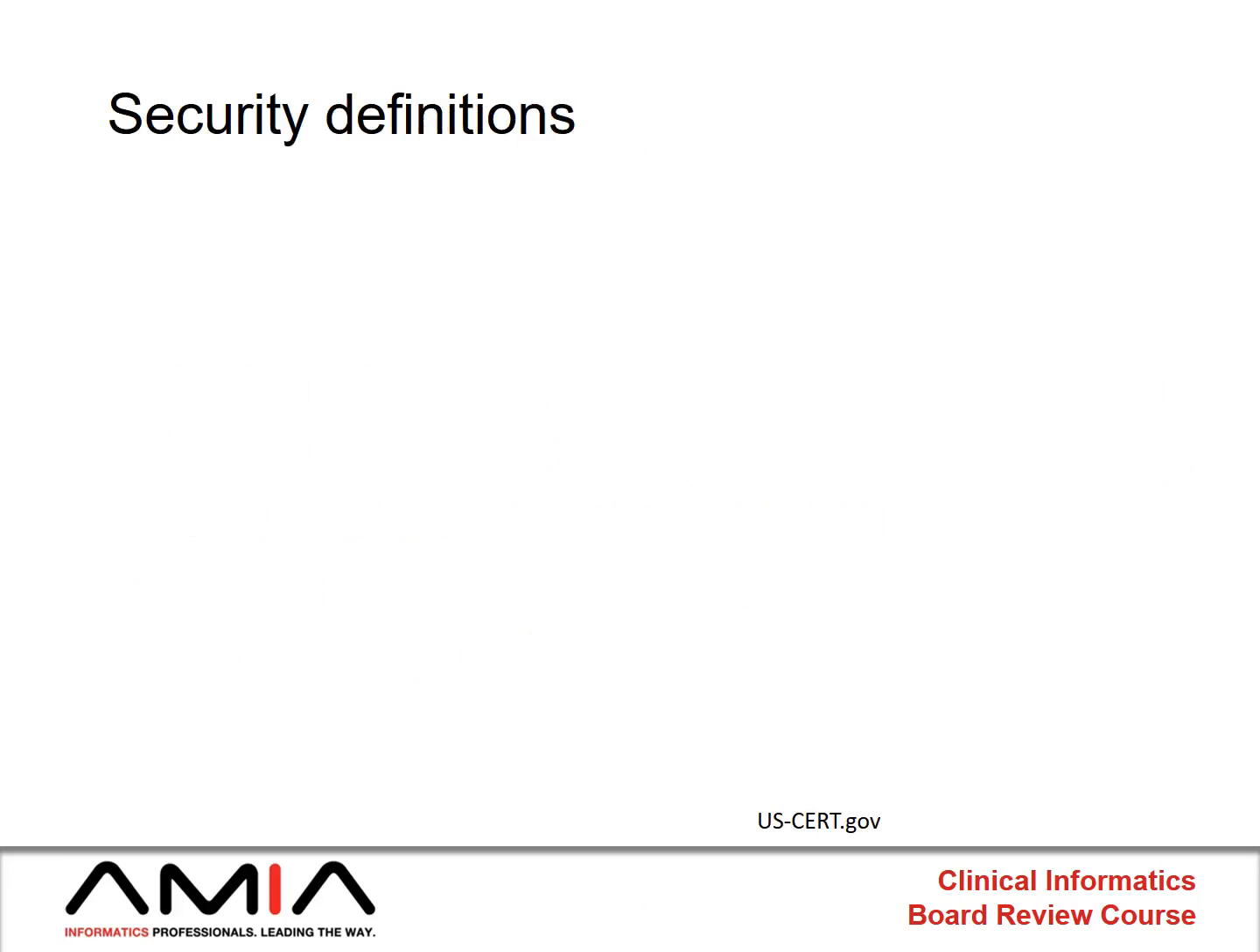So, security definitions. Malware. What is malware? It's a contraction of malicious software. So a very broad definition, but you hear it quite commonly. There are lots of different varieties of malware.